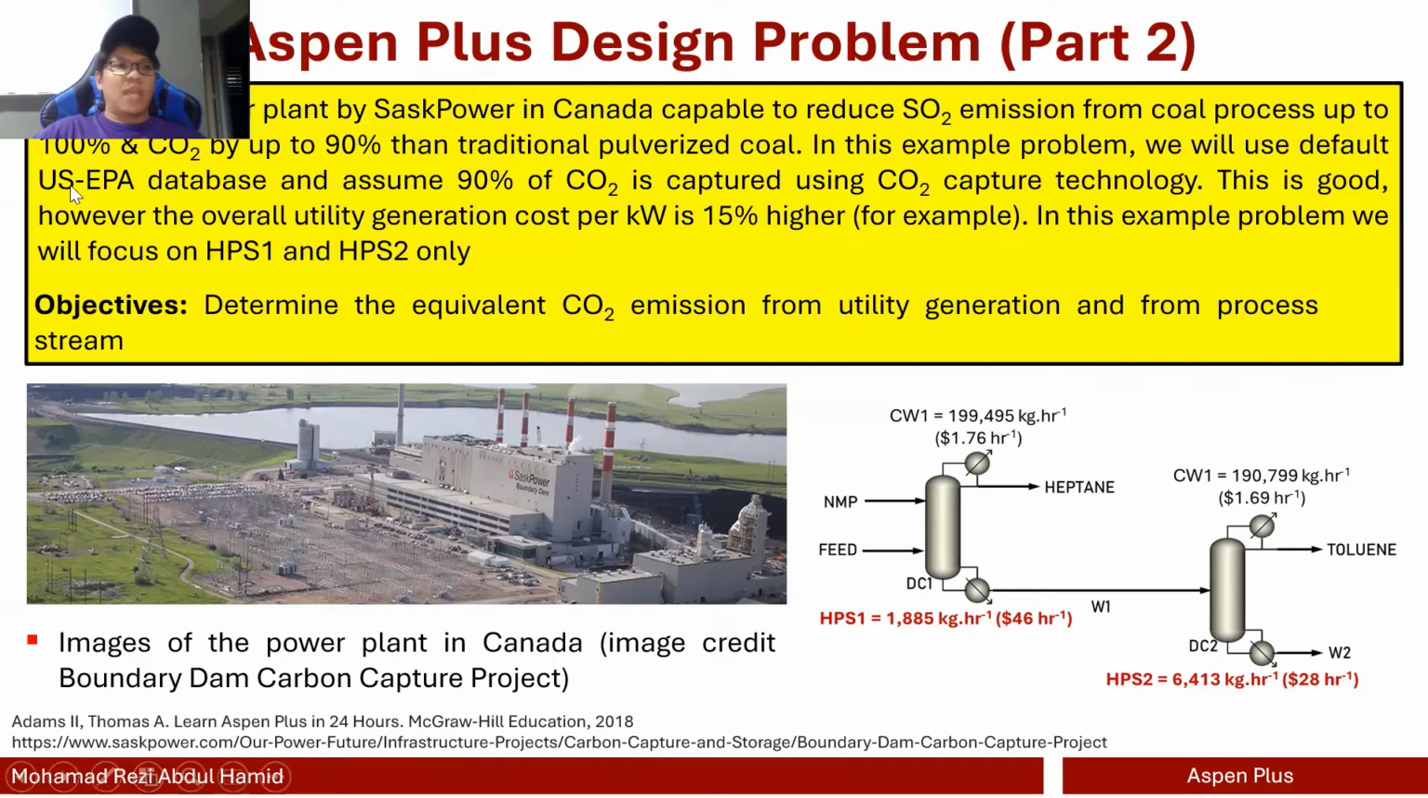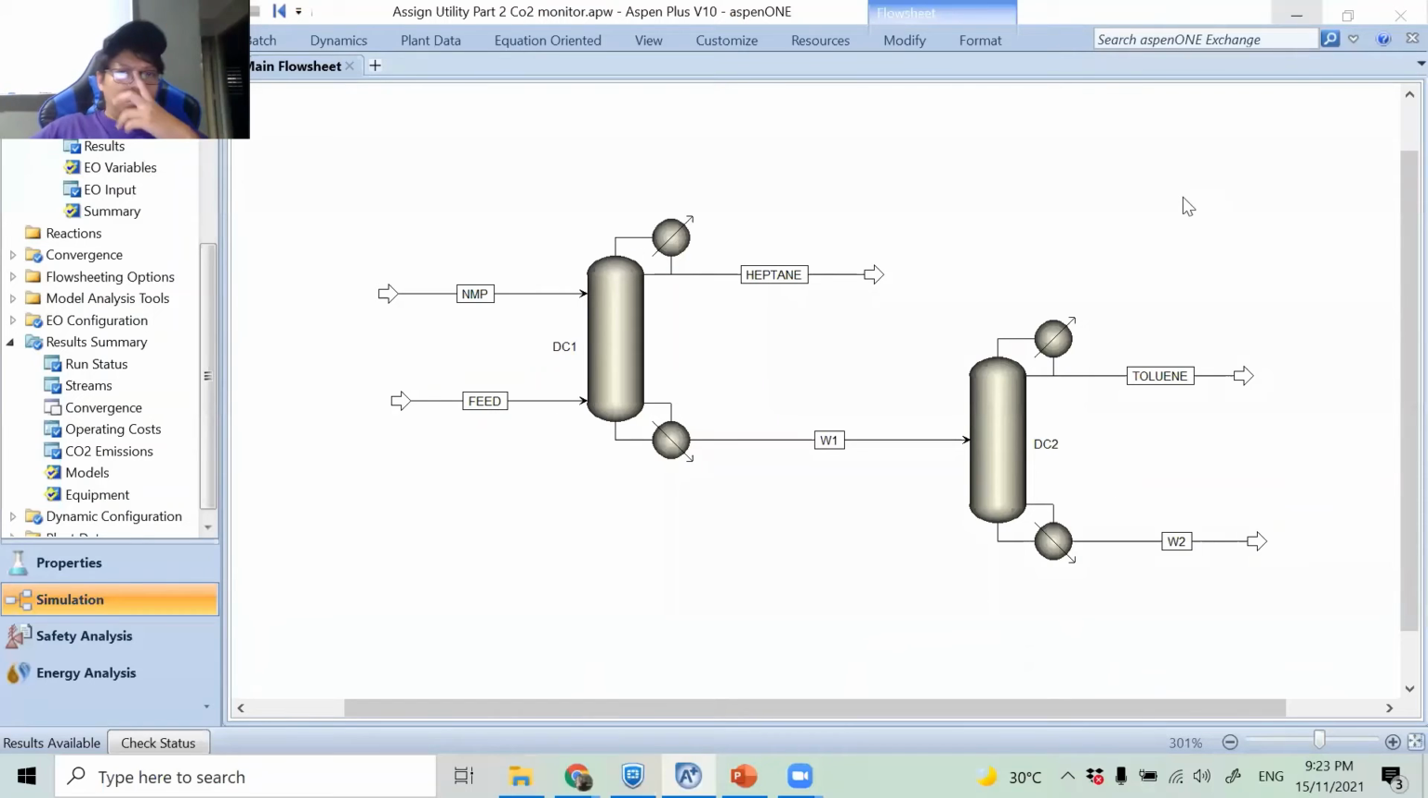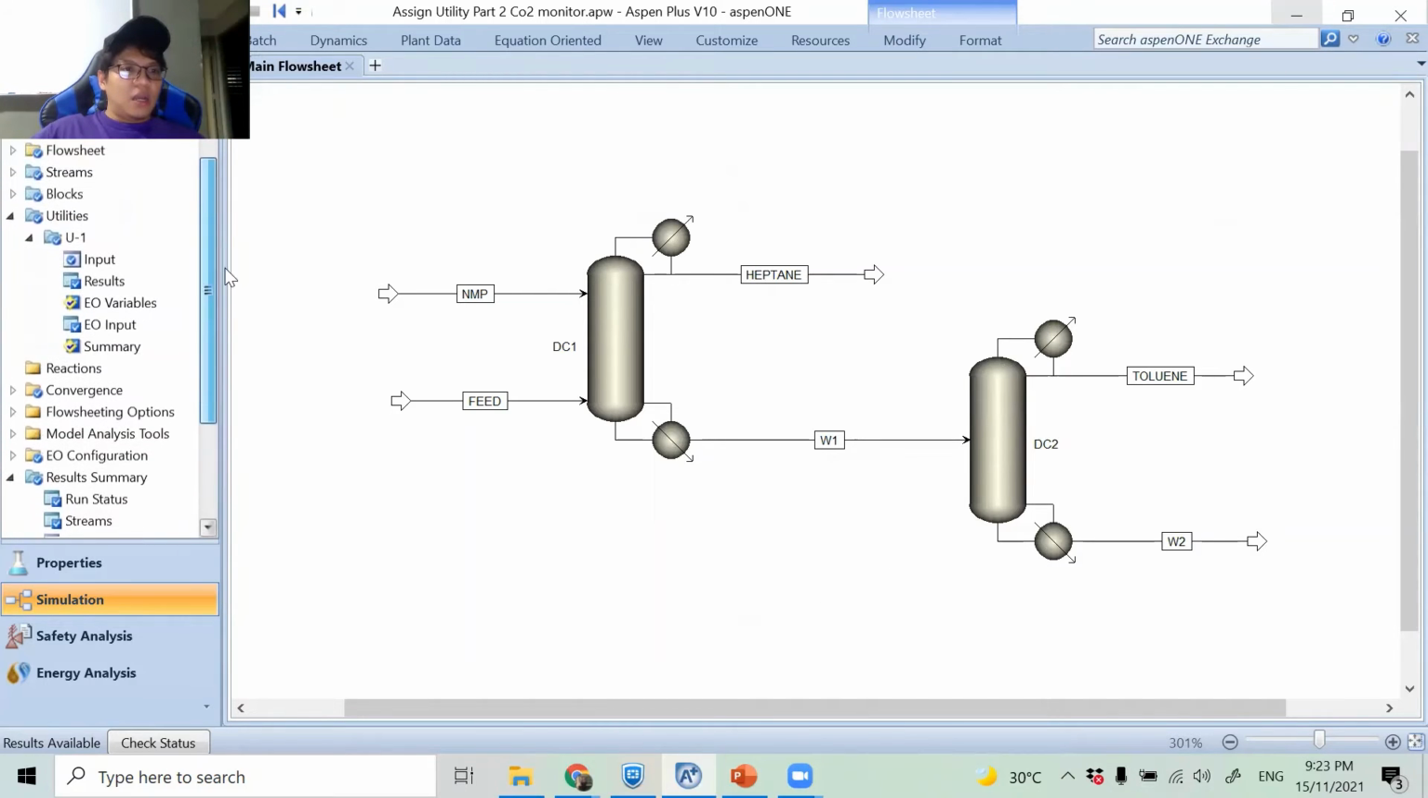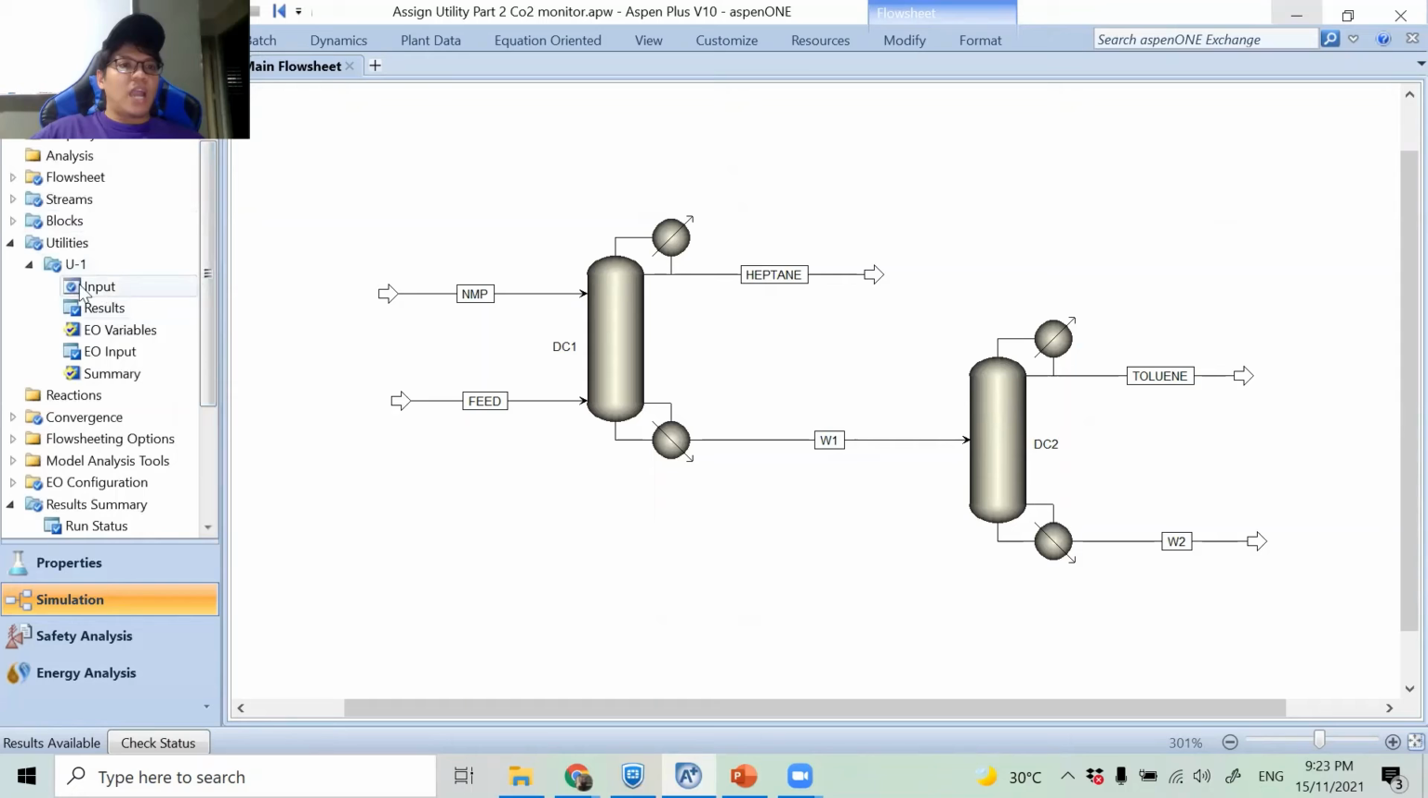I'm going to move on to my Aspen Plus. So if you see here, this is my simulation. Actually, I already got a result here, simulation converged, so no issues. In fact, this is a past simulation and I didn't do anything about it, except that I have utility high pressure steam for my reboiler.